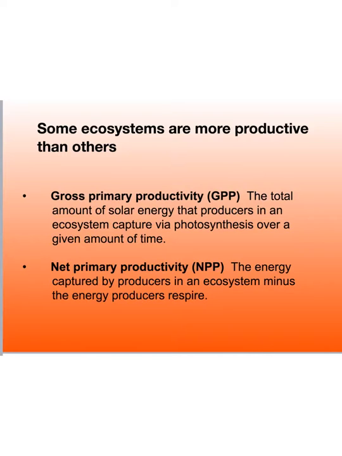Net primary productivity is the energy captured by producers in an ecosystem minus the energy producers respire. So it's their net. So the net primary productivity is equal to gross primary productivity minus the respiration by producers. You can think of GPP and NPP in terms of a paycheck. GPP is the total amount your employer pays you, while NPP is the actual amount of money that you take home once taxes are deducted. So GPP is essentially a measure of how much photosynthesis is occurring within that system.